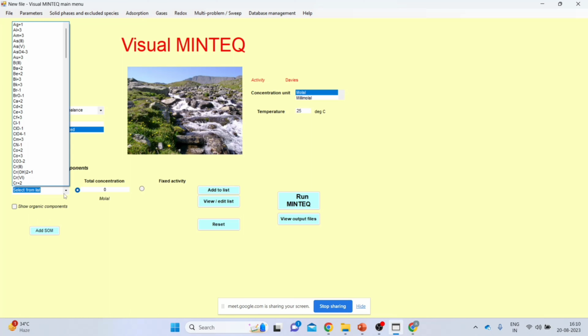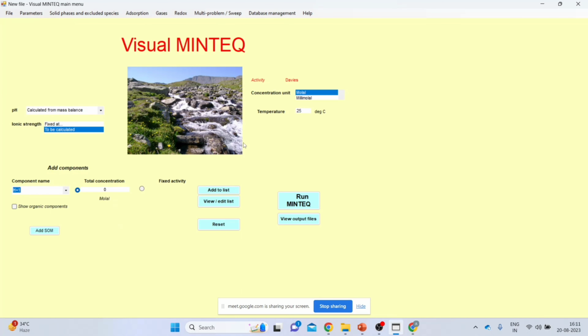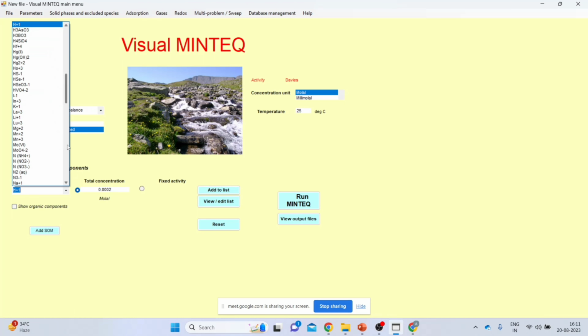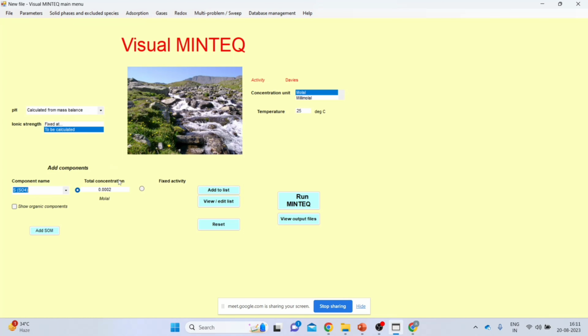So our first component is H plus, so let's first add H plus. We will see the unit, it is molar only. So H plus is 2 into 10 raised per minus 4, so it is 0.0002. We will add to list. We will add the next component, that is sulfate, and it is equal to 1.1 into 10 raised per minus 3.